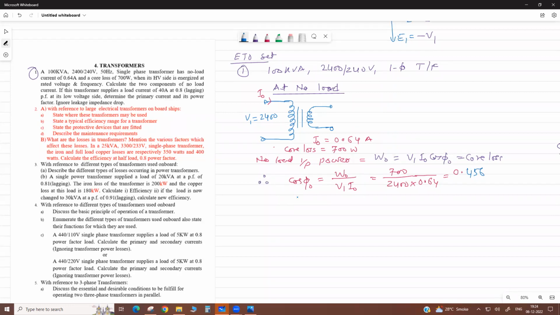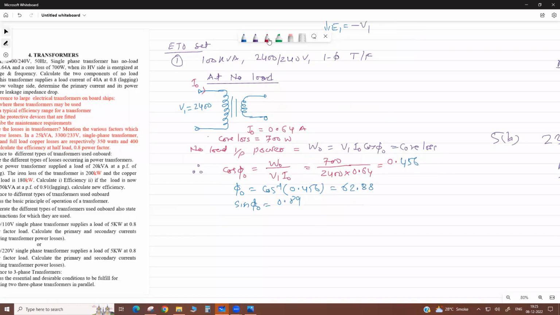Now we can calculate phi naught also. That is cos inverse of 0.456, which comes to 63.88 degrees. Then you can calculate sin phi naught also, because we require all these values. The sine of this is 0.89. Okay, so this is the no load condition.